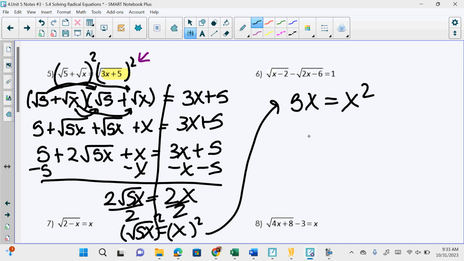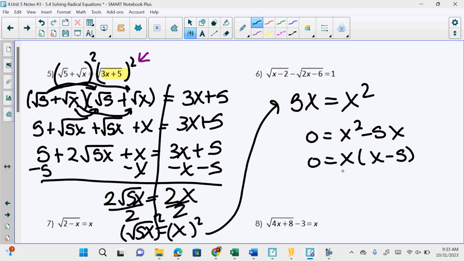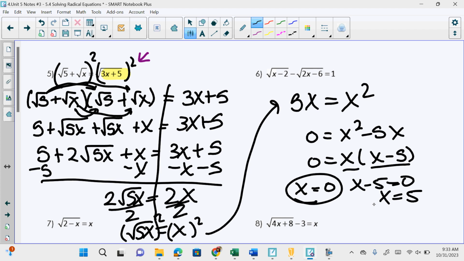And now this is a quadratic. So in order to hopefully factor, I have to get this equal to 0. Factor out the x. Now I can set each factor equal to 0 and solve. So we get 2 possible solutions, x equals 0 and x equals 5. And now I'm going to double check.